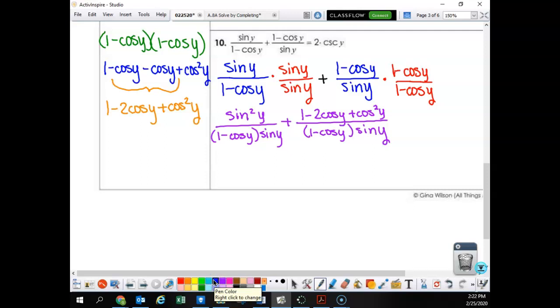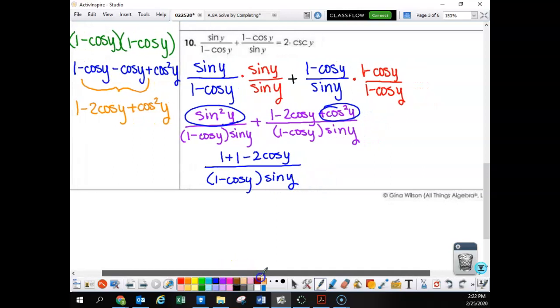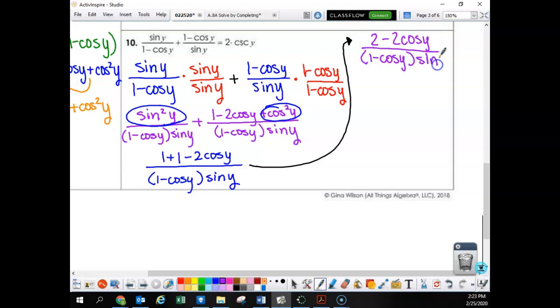Sine squared y plus cosine squared y gets 1. So this is going to be 1 plus 1 minus 2 cosine y over 1 minus cosine y times sine y. Right? Everybody agree? Okay, so let's come up here. So then 1 plus 1 is 2. Hopefully y'all can do that. So it's 2 minus 2 cosine y over 1 minus cosine y times sine y.